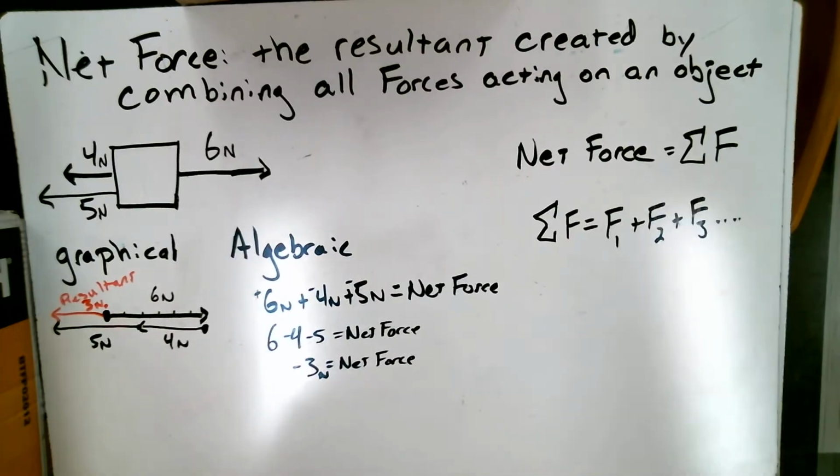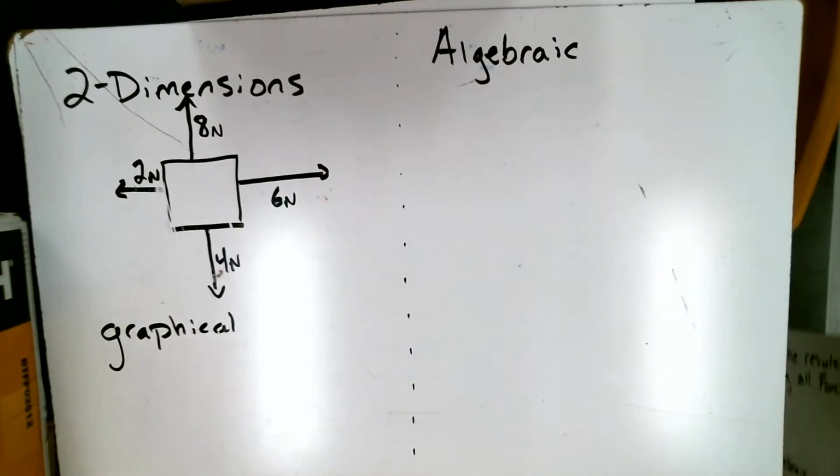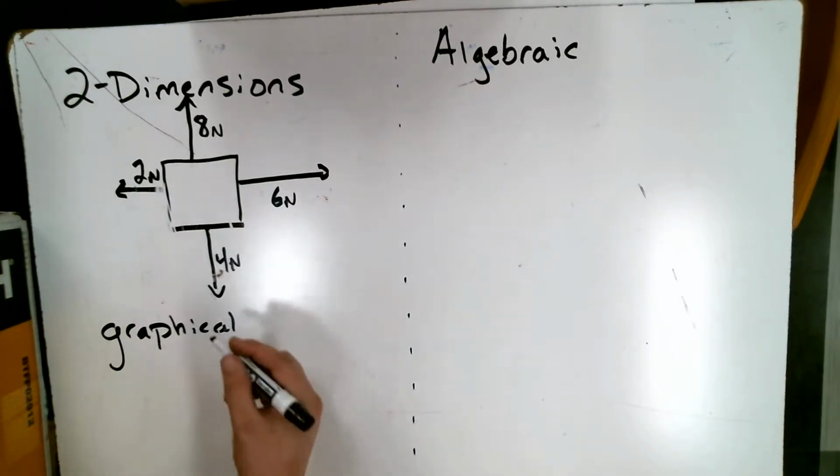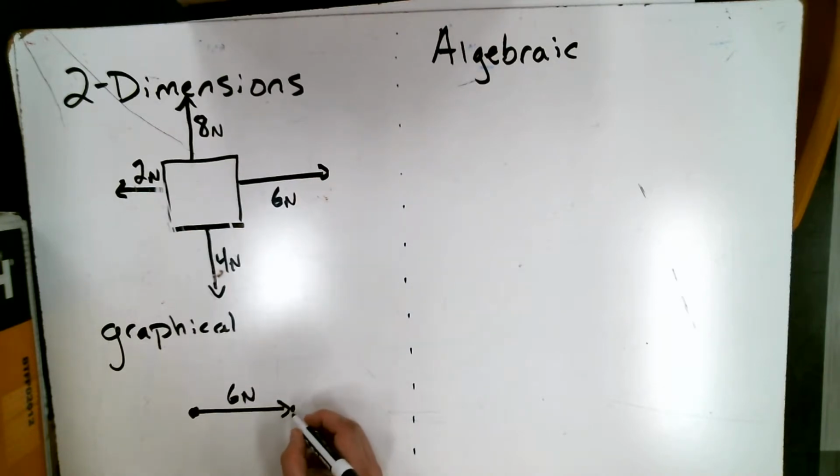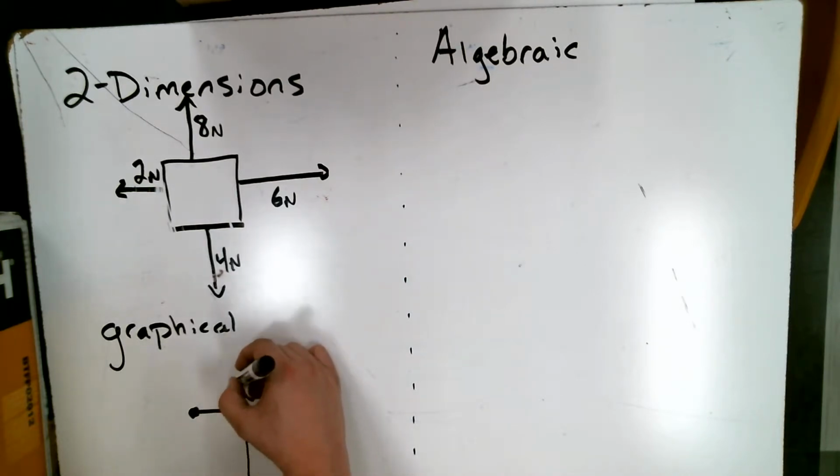This becomes a little trickier when we have 2 dimensions. I'm again going to show you a graphical approach and an algebraic approach. In the graphical approach, we're going to do tip to tail. So I'm going to start with the 6 Newton force, just like last time, to the right. To the tip of that one, I'm going to add the tail of the 4 Newton force going down. I'm then just going to tack on the 2 Newton force to the left. And then I'm going to do an 8 Newton force. Now that's going to take me all the way up here.